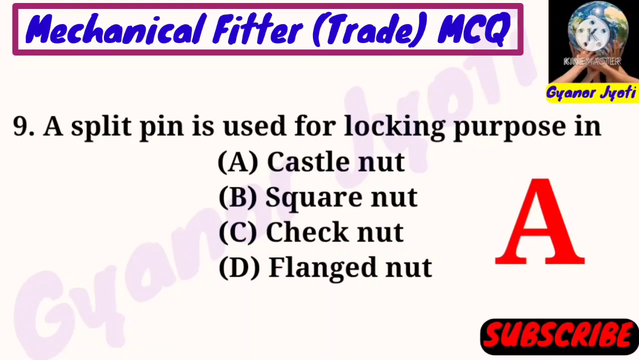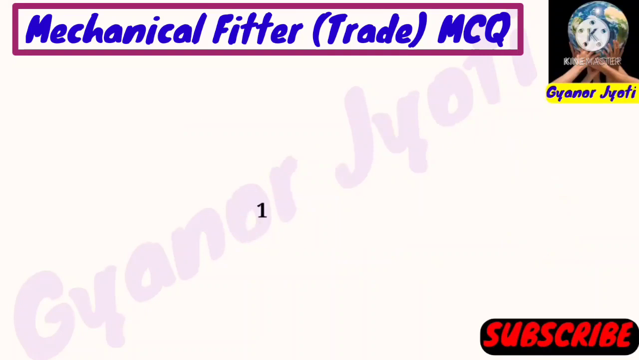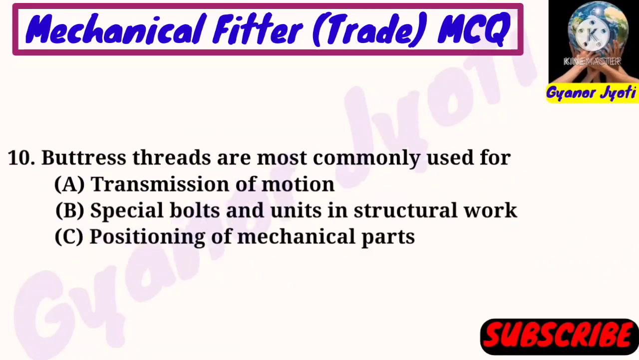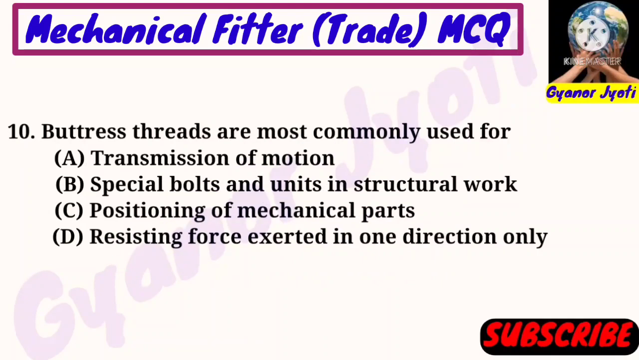A is the correct answer. Next, buttress threads are most commonly used for. The correct answer is D, resisting force exerted in one direction only. Buttress threads are most commonly used for resisting force exerted in one direction only.